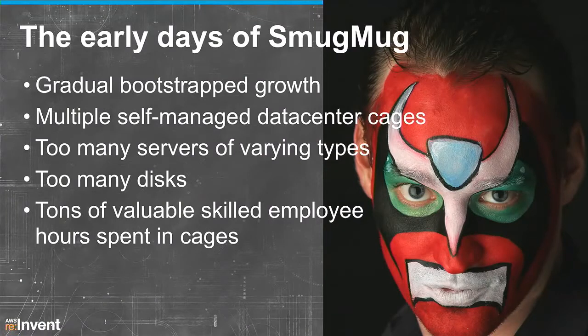In the early days of SmugMug, we were a bootstrap company, which means that all the money the company earned went back into it. That kind of bootstrap growth leads to interesting problems, which I'll talk about. Part of this complexity is having multiple self-managed data center cages. When you grow in that fashion, you rent out a small data center cage, and then you grow, you might get a different cage, and you have all these things to manage.